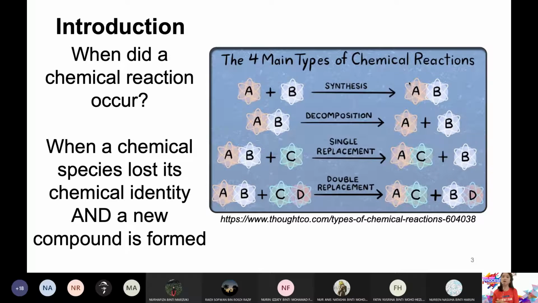So you have to first understand how we say a reaction has taken place or not. As I told you before, as long as you put in a compound or compounds and after the reaction you obtain a new compound, that means a reaction has taken place. Or in a technical way, a reaction is defined as when a chemical species loses its chemical identity and a new compound is formed. Reaction ni is very diverse. The common ones are synthesis, decomposition, single replacement, and double replacement. So this is what you learn in chemistry.